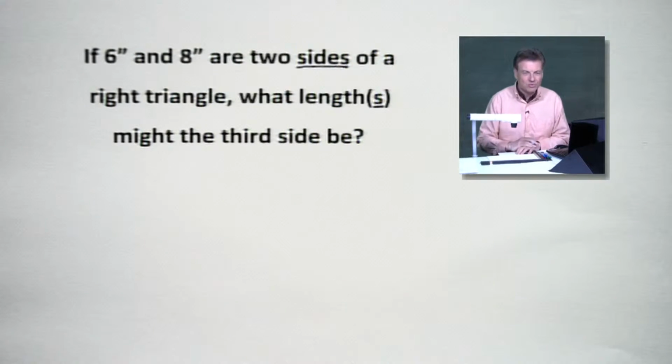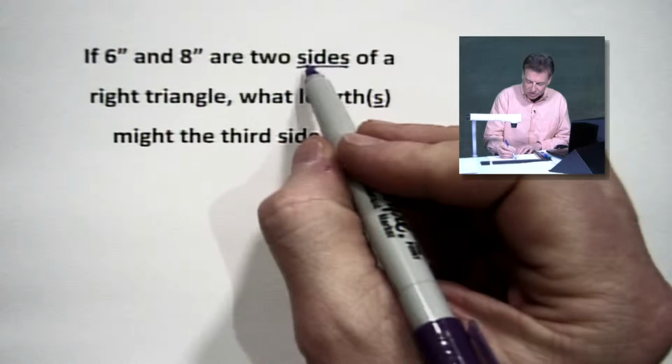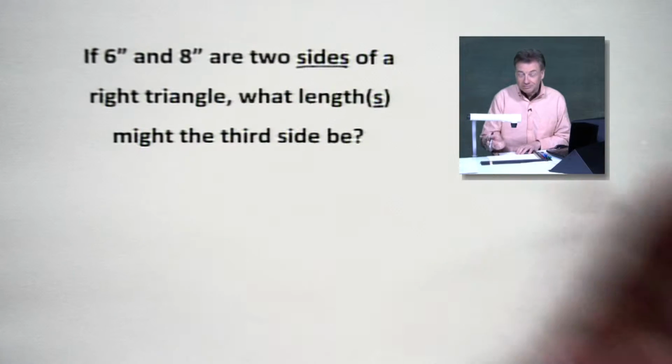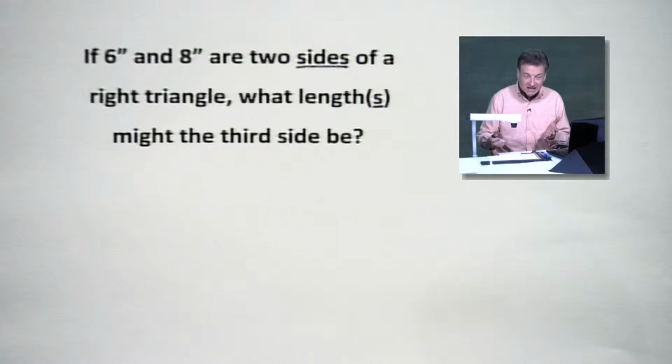I put an S in parentheses there, because actually there's two ways to look at this problem. We did not specify that this was two legs, although it could be. We didn't specify it was a leg and a hypotenuse. It could be. Certainly can't be two hypotenuse situations, all right? So we know that much. So let's see what's going to happen.